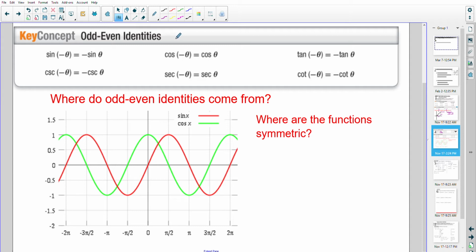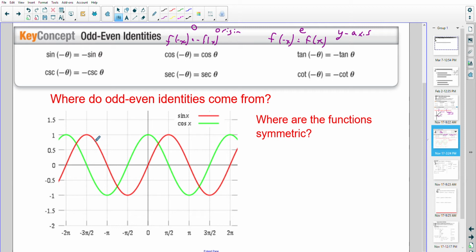Odd and even identities are based on the definition of odd and even. You may remember an odd function is where you have f of negative x is equal to negative f of x, and an even function is where it's f of negative x is equal to f of x. Those are the definitions of the even and the odd. And so the other property that these had is where it reflects. This reflects about the origin on the odd, and the even is going to reflect over the y-axis.